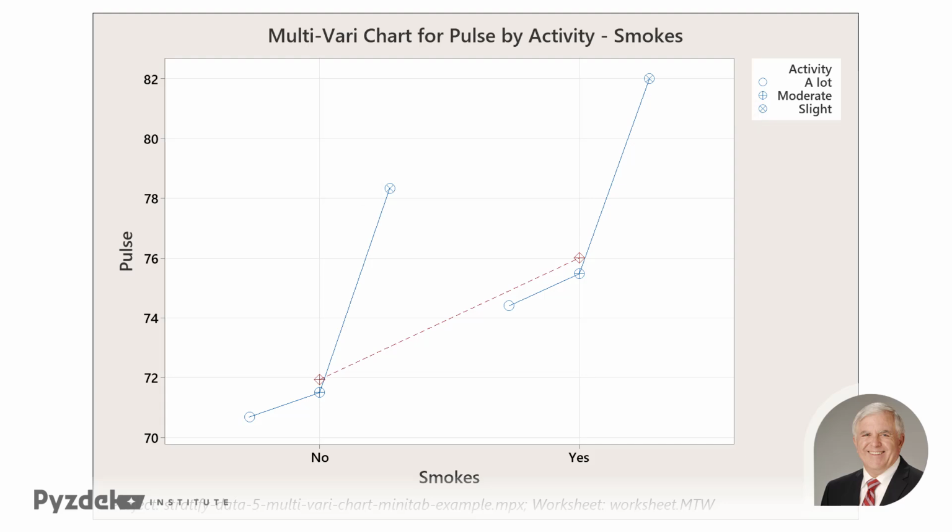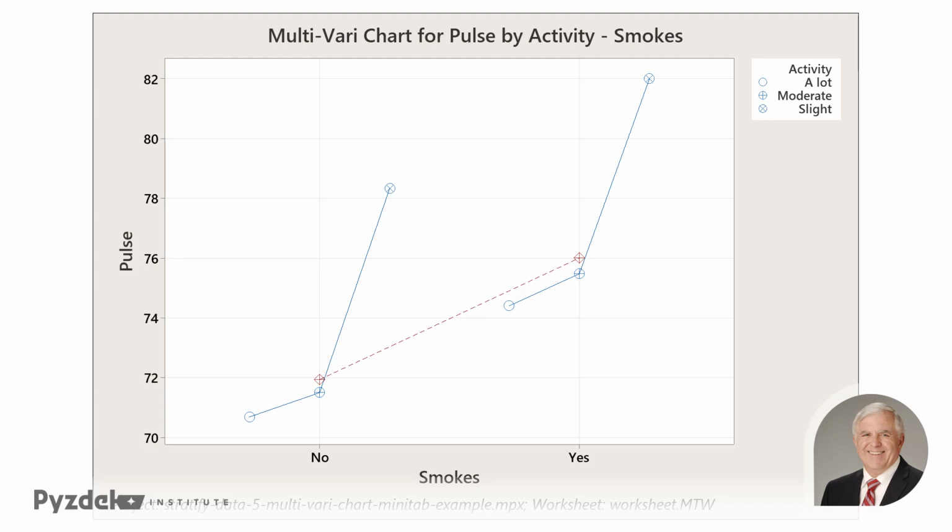And what we see is that there does appear to be an effect on the pulse rate of smoking. So if the person does not smoke, they have a lower pulse rate on average than the group of people who do smoke. Likewise, for the non-smoking group, people who get a lot of activity have a lower pulse rate than those who get a moderate amount, and they have quite a bit lower pulse rates than those who don't get much at all. They get a slight amount of activity.